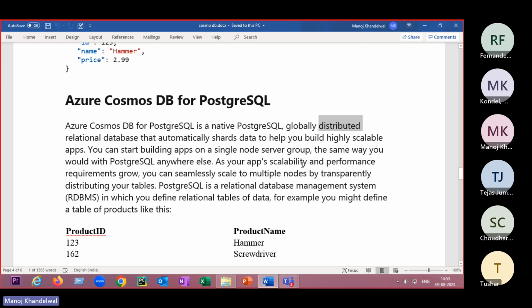And as scalability and performance requirements grow, you can seamlessly scale to multiple nodes by transparently distributing your tables. So you can start with a single node server group, but as your application scales, meaning the number of users may increase and the locations from where you access the application may increase, you can add more nodes, so it becomes a cluster. The other day I explained what a cluster is. A cluster is a collection of nodes. So automatically it will do that.